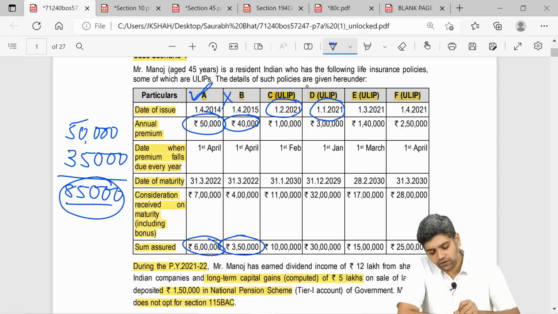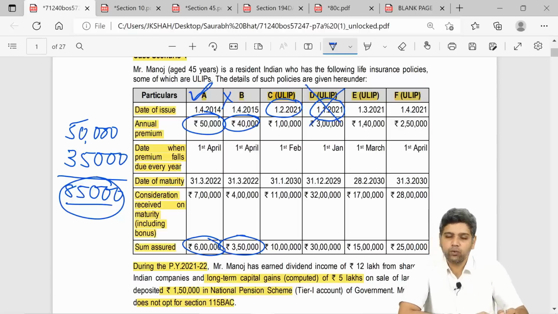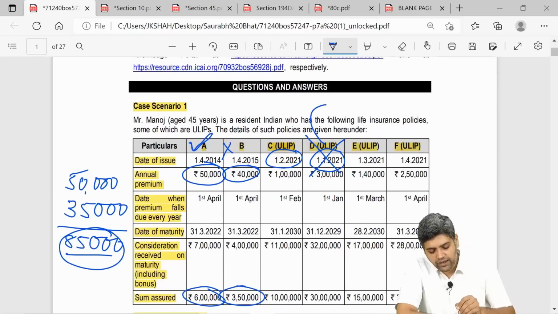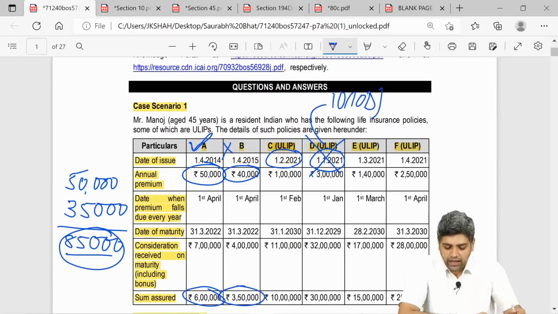In case the ULIP is taken prior to 1st February 2021, then the provision of ULIP taxation, that is 4th and 5th proviso to 10 clause 10D, does not apply. So in short, this continues to be exempt under section 10 clause 10D. So I have to in reality or in effect look at policy number C, E and F, because if you notice E and F, the issue date is after 1st February 2021. Now look at the premiums.